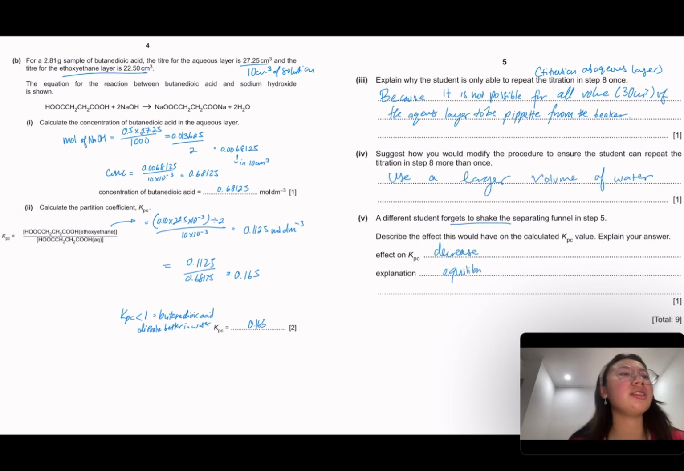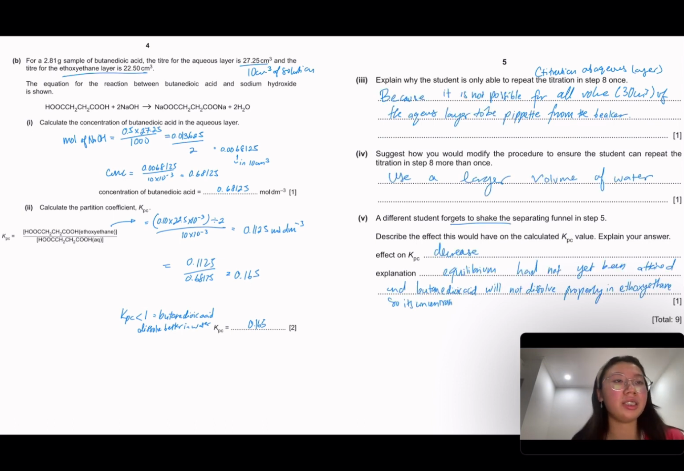So again, the answer is fairly simple because it is not possible for all volume of the aqueous layer to be pipetted from the beaker, and that all volume refers to 30 centimeter cubes. Alright, suggest how you would modify the procedure to ensure the student can repeat the titration in step 8 more than once. It's very, very simple. You just use a larger volume of water instead, higher than 30 centimeter cube.